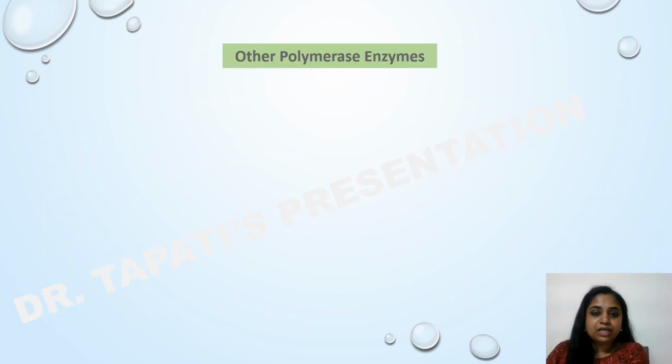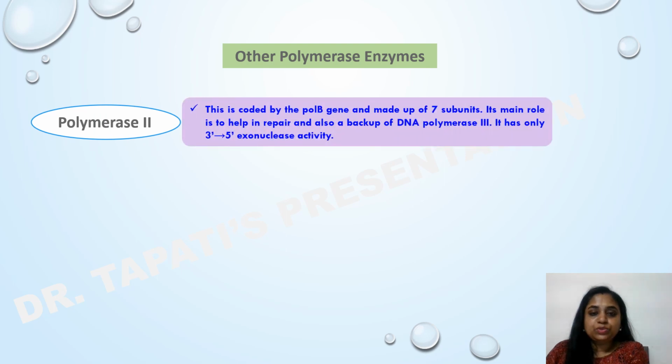Let's know about a few other polymerase enzymes. Polymerase 2 is coded by the Pol B gene and made up of 7 subunits. Its main role is to help in repair and also as a backup of DNA polymerase 3. It has only 3' to 5' exonuclease activity.